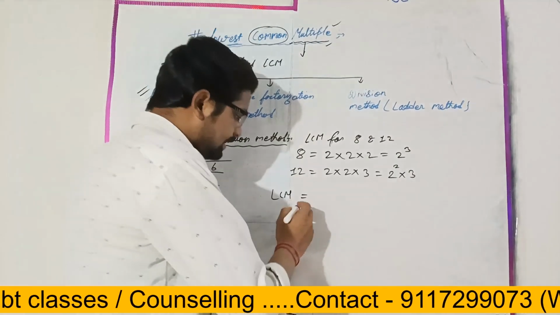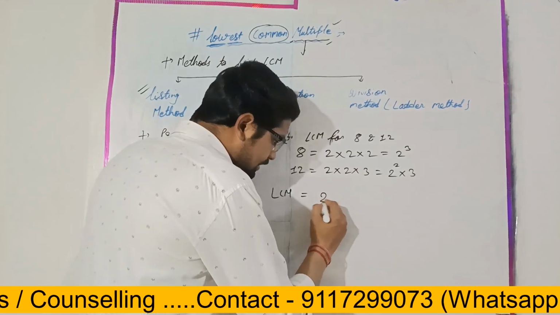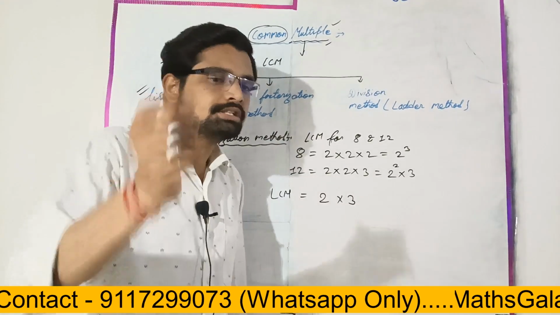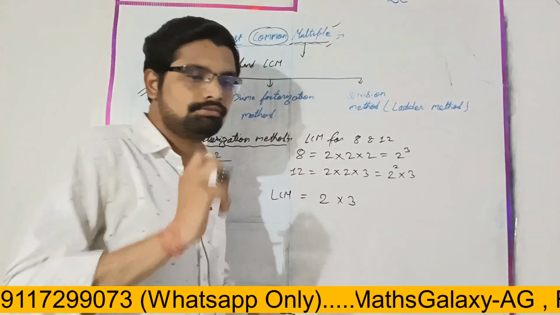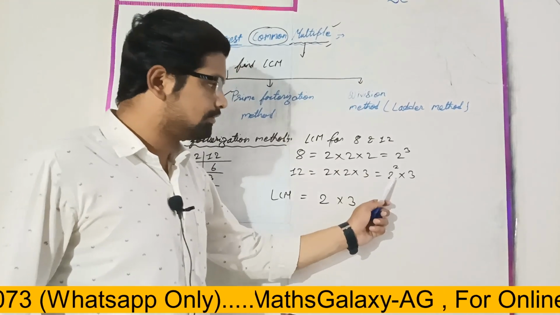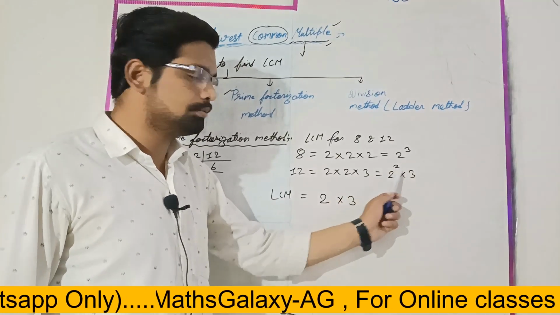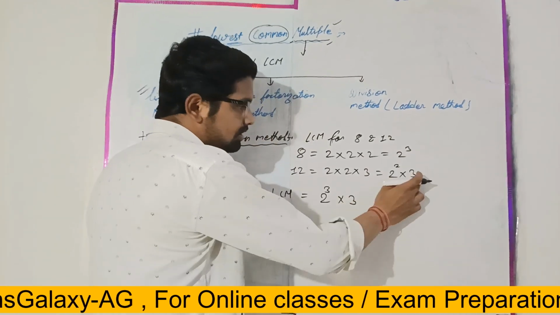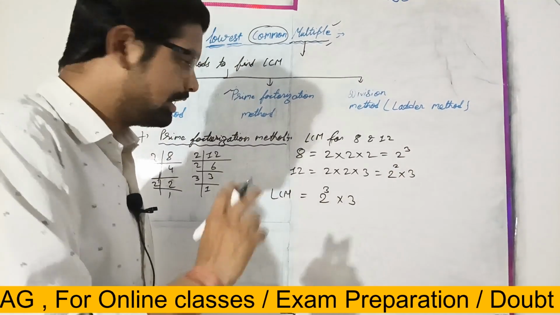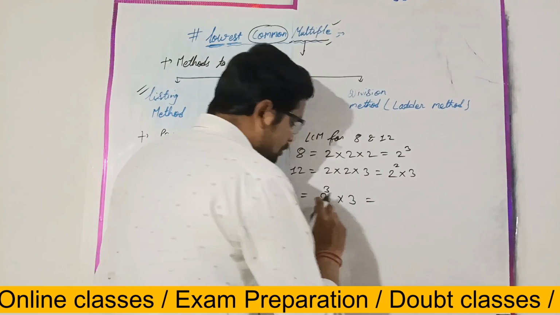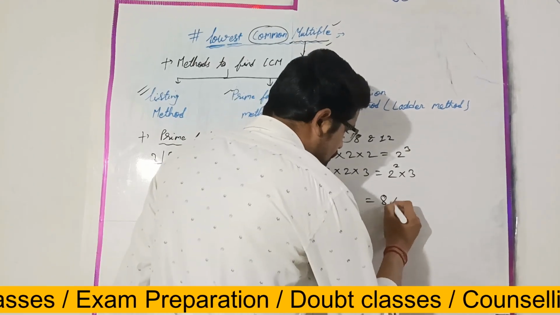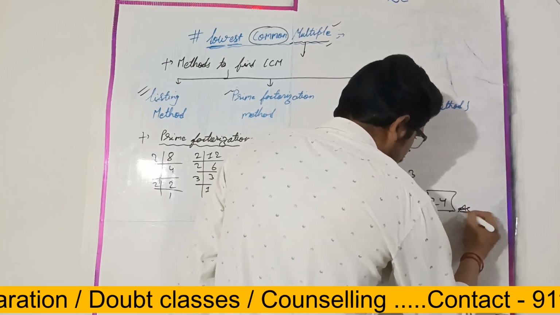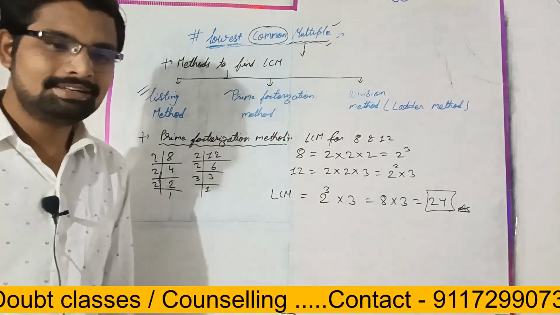So in LCM we will take both 2 and 3, but we have to take the highest power of 2 and the highest power of 3. Which is the highest power of 2, 2 to the power 3 or 2 to the power 2? 2 to the power 3. And for 3 it is 3 to the power 1, that's 3. So it will be 2 to the power 3, which is 8, into 3. 8 threes are 24, that is the answer. Too simple, right?